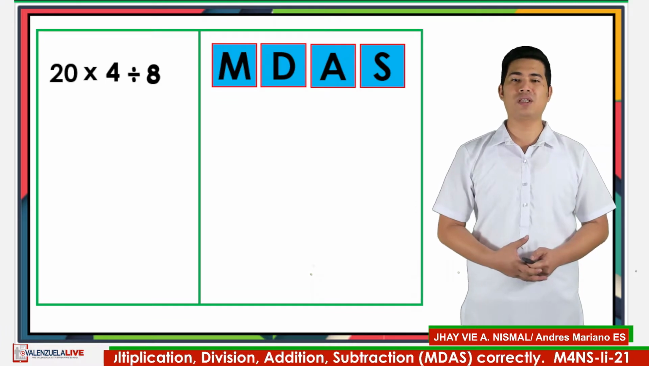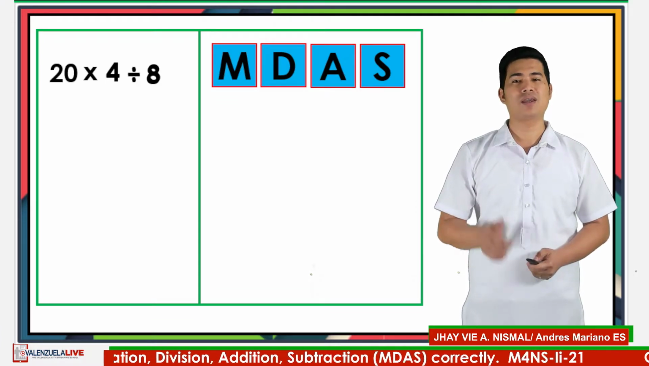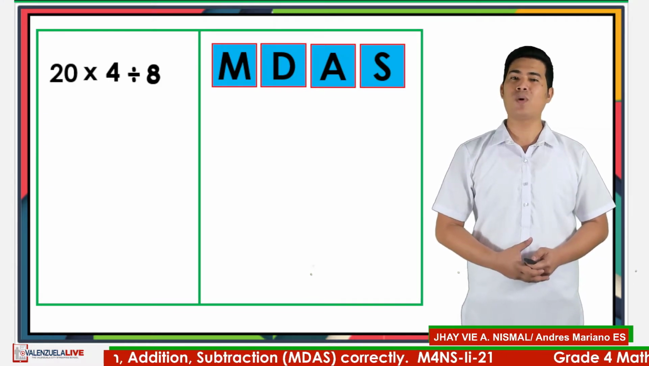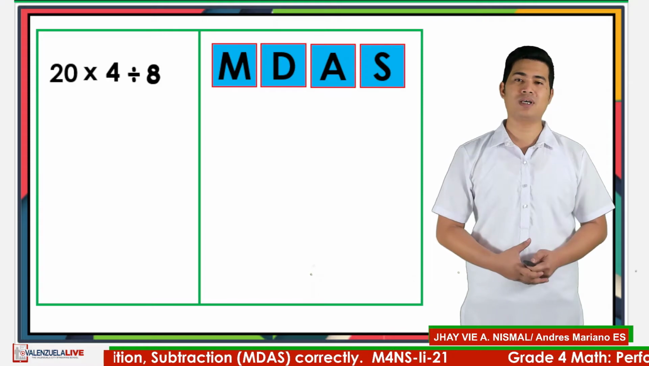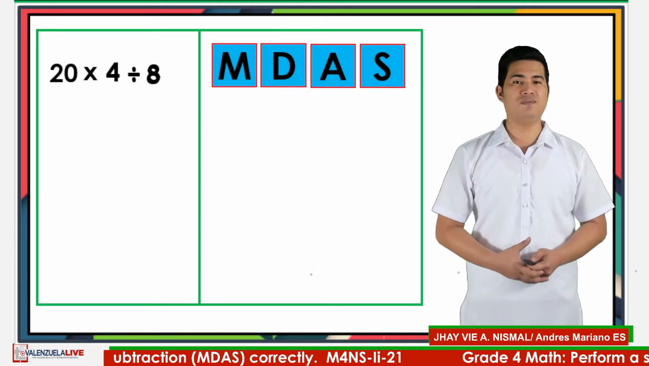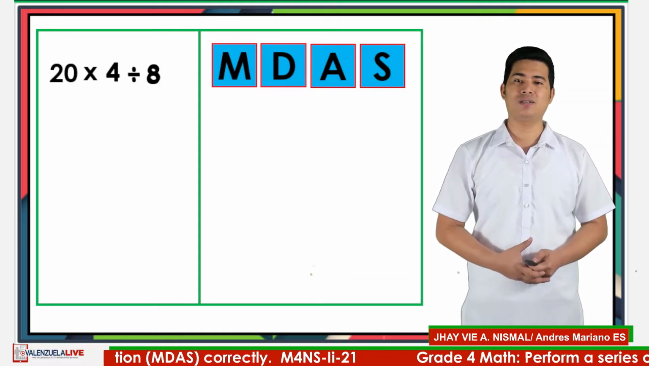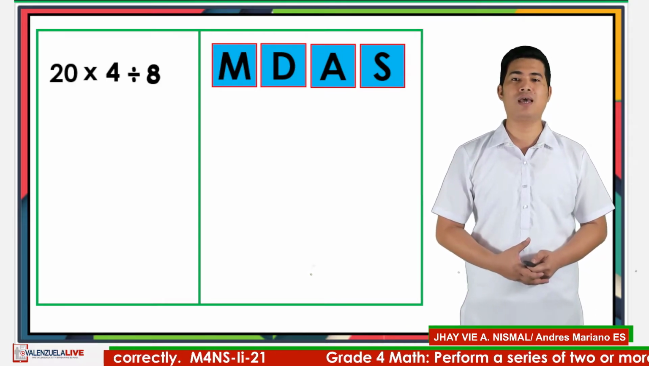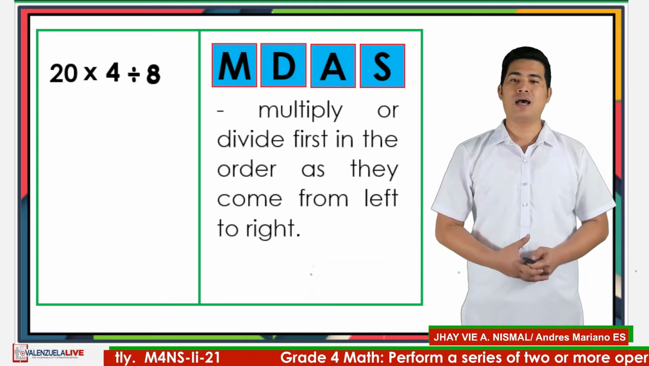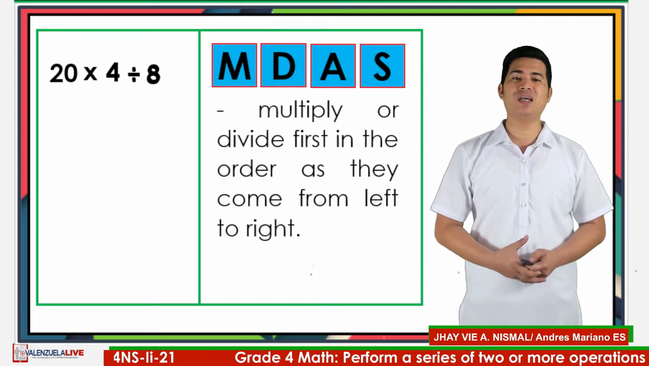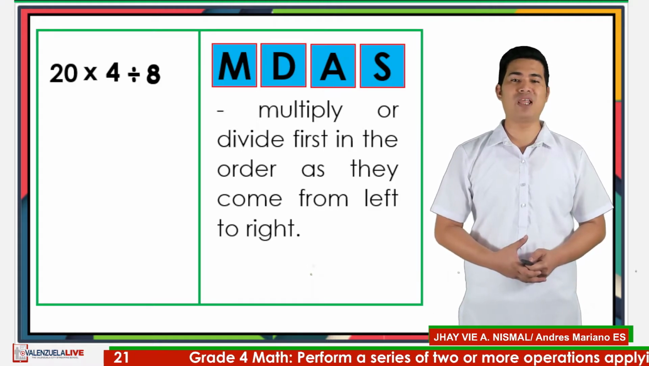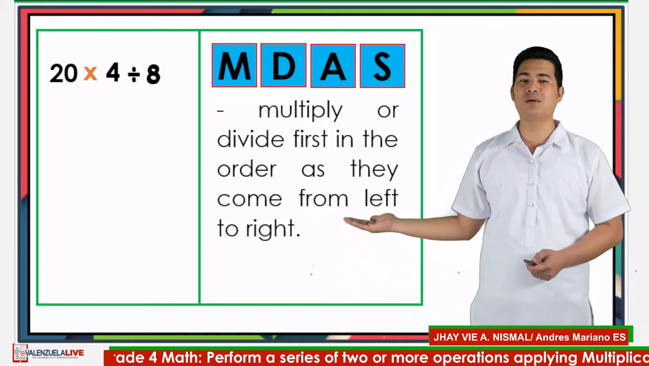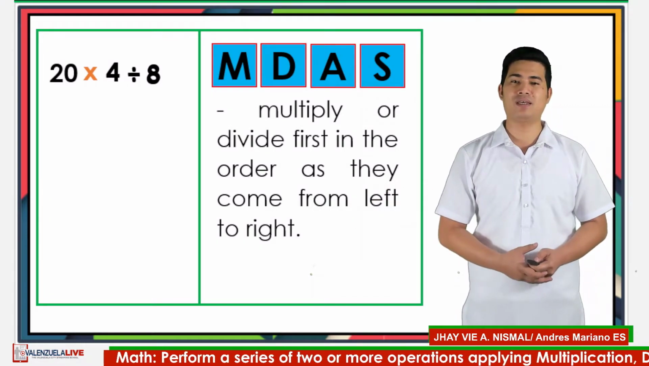What operation have you seen in the expression? Correct. We have multiplication and division. What operation must be performed first? Is it multiplication or division? Why? That's right. First, we need to perform multiplication before division. As the rule says, multiply or divide first in the order as they come from left to right. As you can see, multiplication comes first in the order from left to right. So let's multiply.